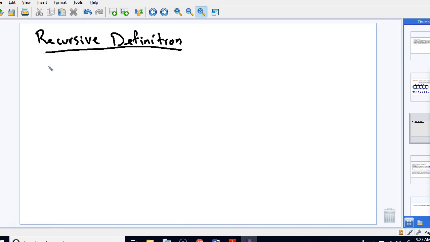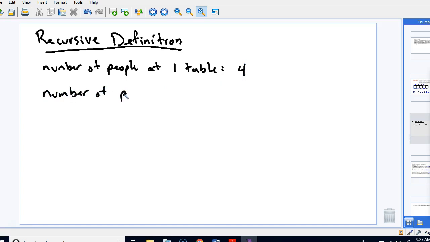Our recursive definition, we'd say number of people at 1 table is 4, and we'd say the number of people at the nth table. And when I say nth table, we say that because we don't know which table we're at. So we're going to say 1, 2, 3, 4, 5, 6, 7, 8, 9, 10. We don't know which table we're at, so where we're stopping at. So we're going to say the nth table.